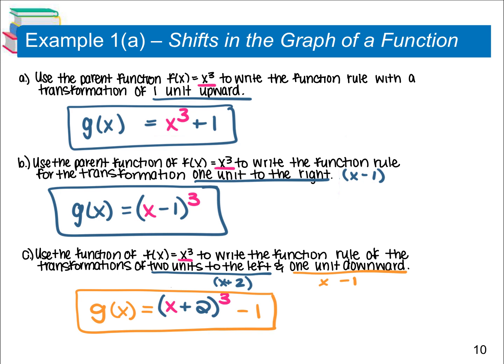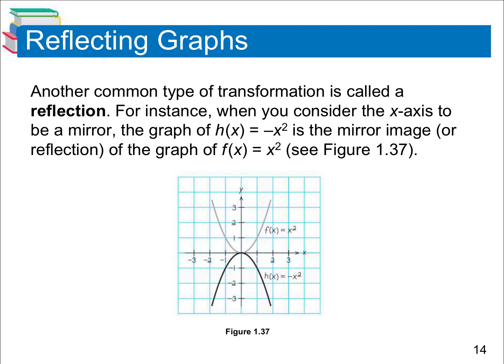The next transformation that we're going to look at is your reflections. You have reflections across your x-axis, and you have reflections across your y-axis. If you think about your x-axis and you are reflecting across your x-axis, that is happening vertically. So that means that your reflection is going to be represented vertically, so there would be a negative in front of the x.